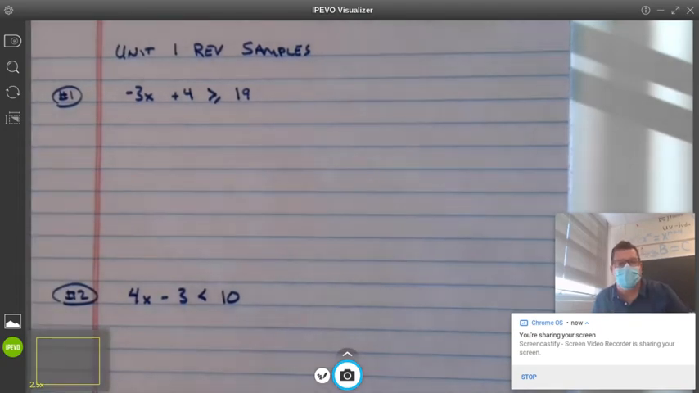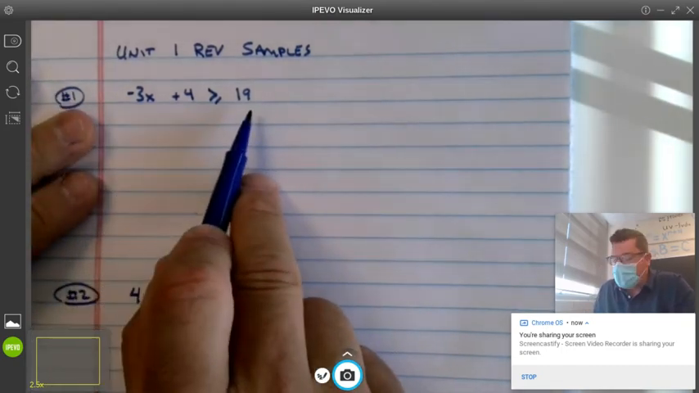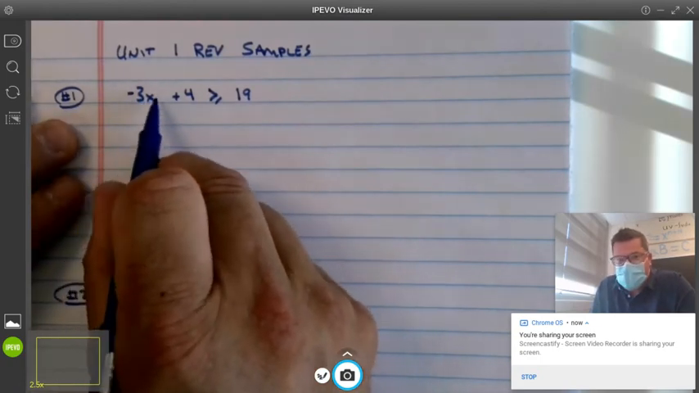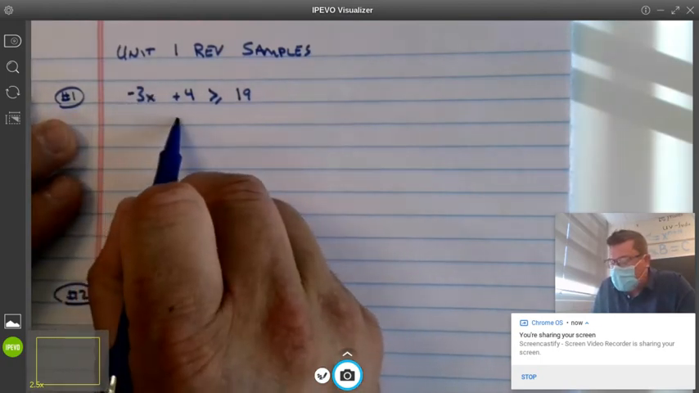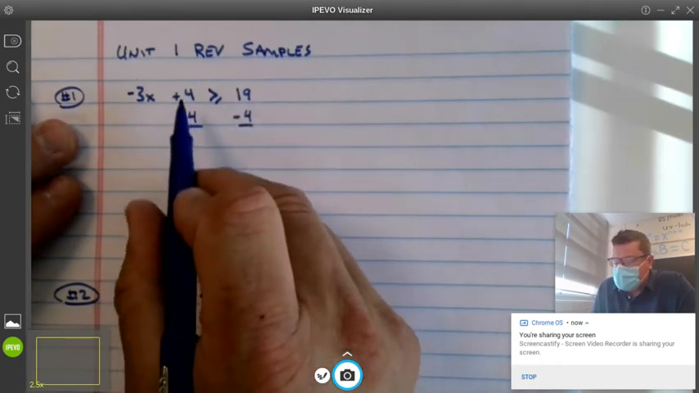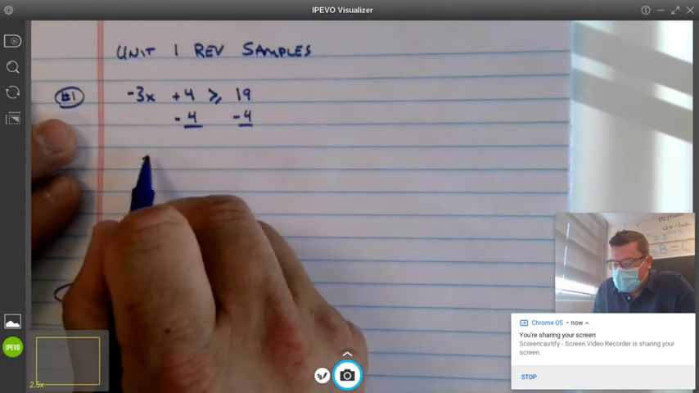Hi guys, I've received a couple of questions about these problems from Unit 1 review. So to solve these inequalities, you just pretend like it's equal and isolate the term that contains the variable. Move that 4 to the other side. When you subtract, you don't have to flip-flop the sign.